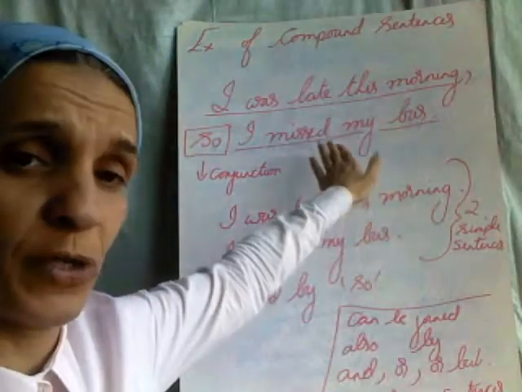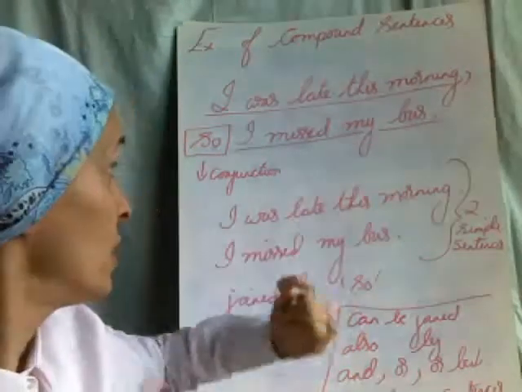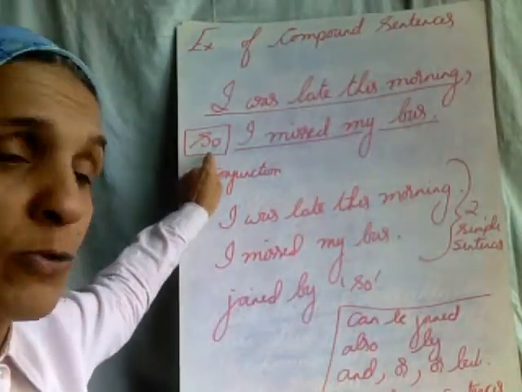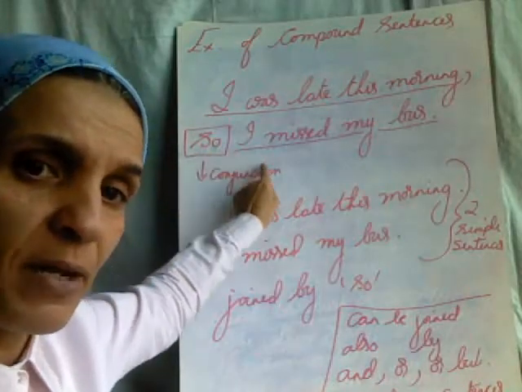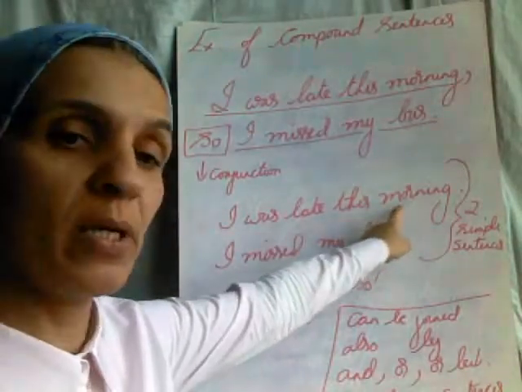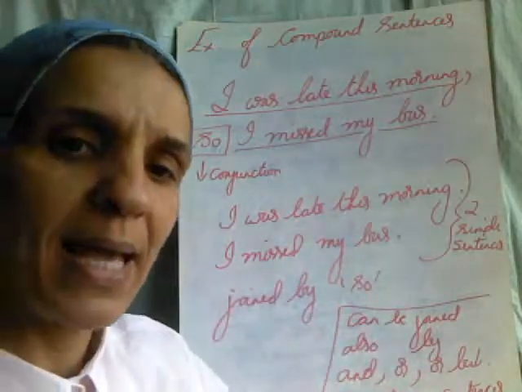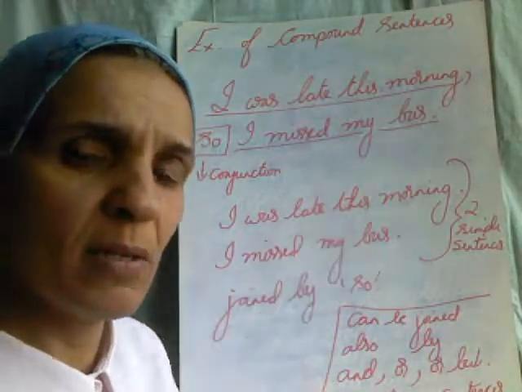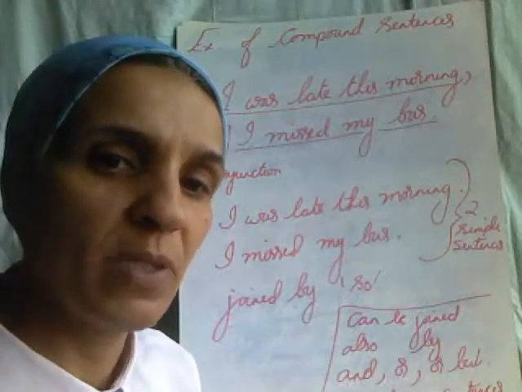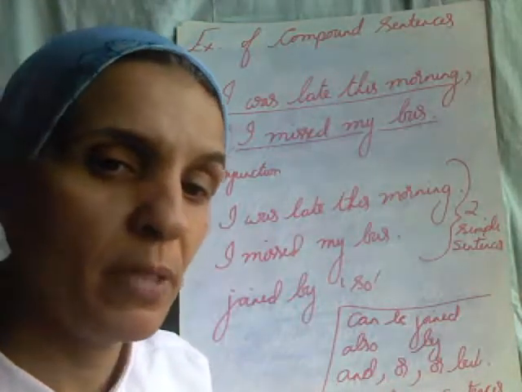Now these were 2 small sentences that I could have written each one on their own, but I joined them together and I put my comma after the first sentence, and then I used the conjunction so, and then I wrote my other sentence. The 2 small sentences would have been I was late this morning, full stop, and the second sentence I missed my bus. And since this is the result that happened because I was late this morning, I used the conjunction so.